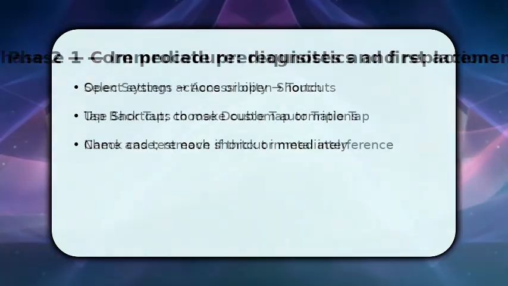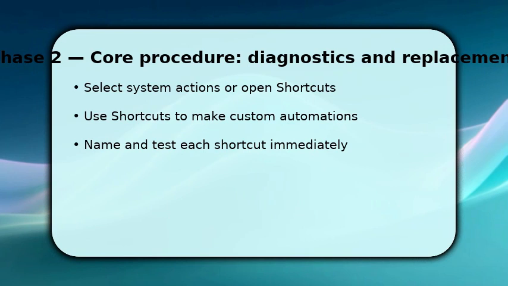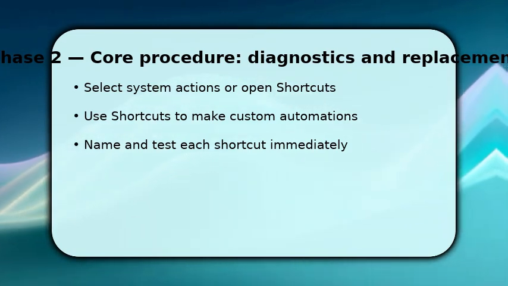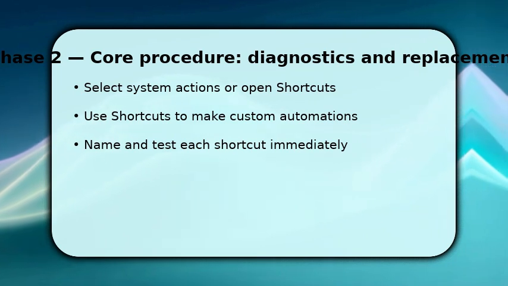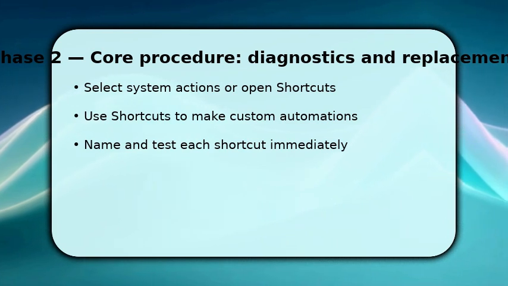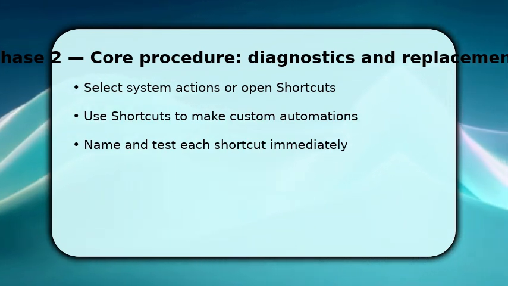Now choose the action that runs when you tap. Pick from system actions like App Switcher or Take a Screenshot, or tap shortcuts to attach a custom routine. If you need something specific, open the Shortcuts app and build a shortcut. Think, launch home scene, run a playlist, or send a message.